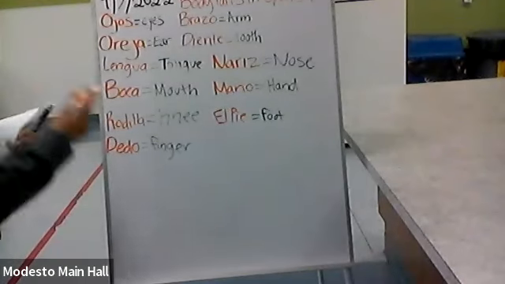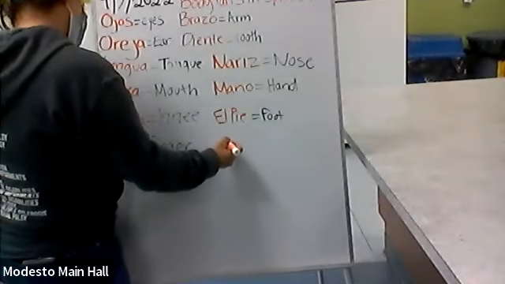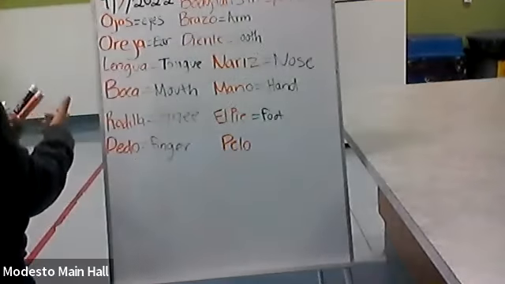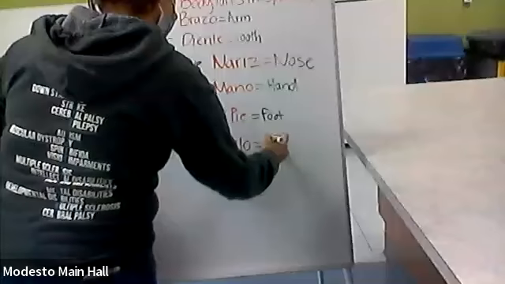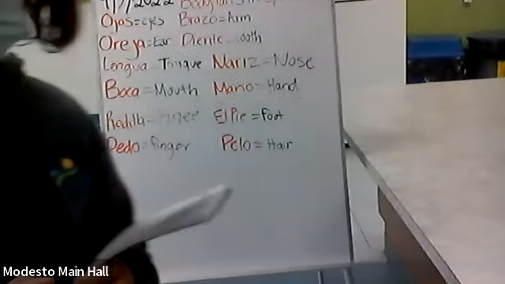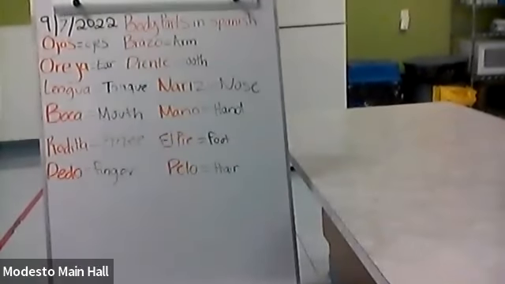Let me see, for hair. For hair, it would be pelo. Pelo, good job, guys. Since my hair is brown, I would say tengo pelo café. Tengo pelo café. Did you want me to repeat that for you? It would be tengo el pelo café.